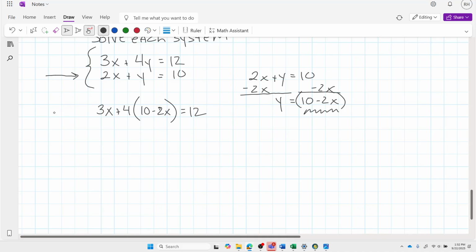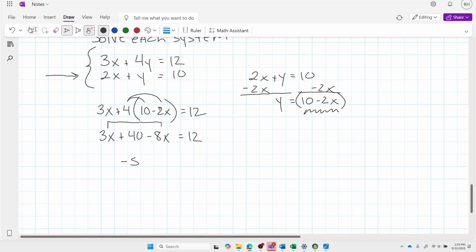So now we have one variable in one equation. We can solve for the x. So we're going to take this 3x plus, we've got to distribute this 4. So 4 times 10 is 40, and 4 times negative 2x is negative 8x, and that's equal to 12. We can combine the 3x and the negative 8x, and we get negative 5x.